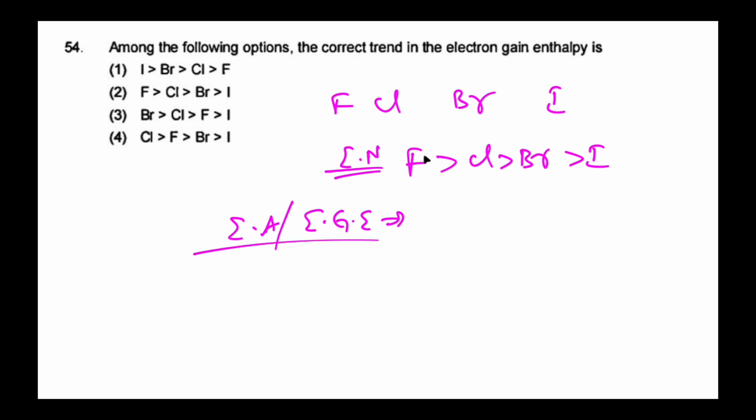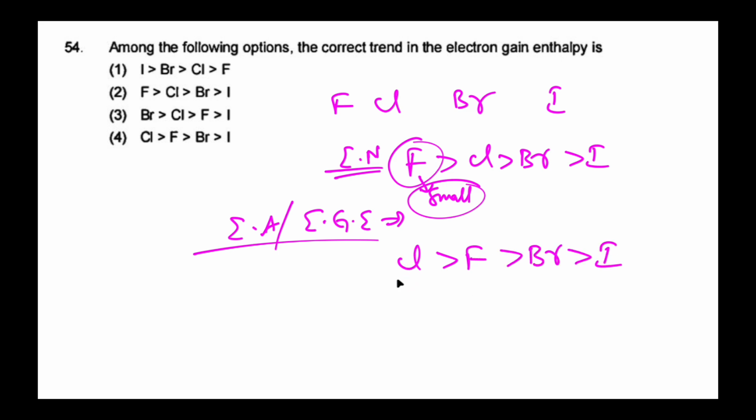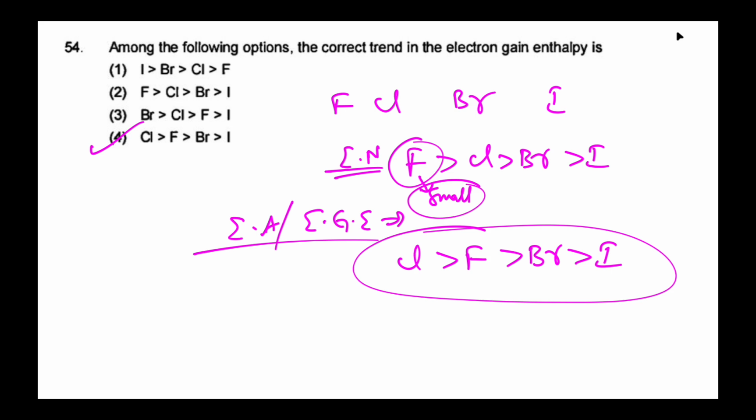So here, due to the small size of the fluorine atom, electron repulsions will arise, so the electron gaining tendency for fluorine is less compared to chlorine, because chlorine has a somewhat bigger size compared to fluorine, and vacant orbitals are also present. So chlorine, then fluorine, then bromine, then iodine. So due to small size, fluorine has less electron gain enthalpy compared to chlorine. So that answer is the fourth option.